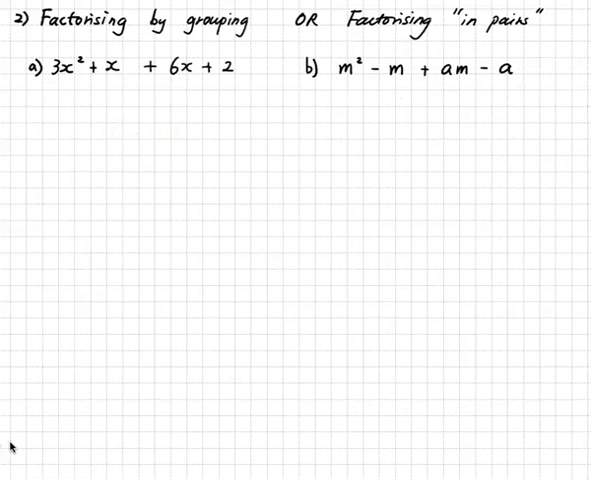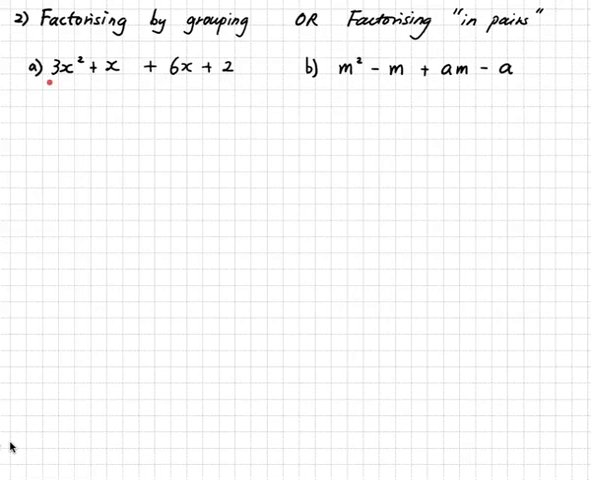The second method of factorizing algebraic expressions is by grouping. Have a look at these two questions underneath here. There are 4 terms in each question, added or subtracted. If this is the case, we're going to put 2 terms together, group them, and group the other 2 together. So let's have a look at question A.